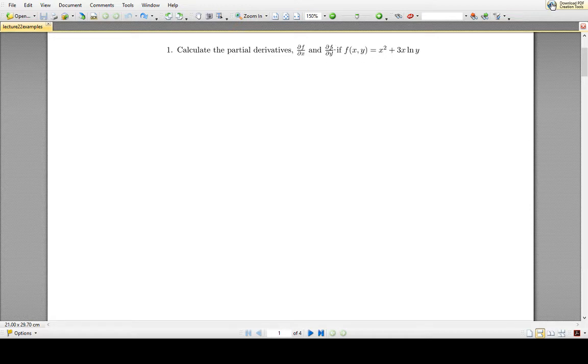Conversely, if I'm looking for the derivative of f with respect to y, I pretend like all the x's are constants and take my derivative with respect to y. So we'll see how this works.